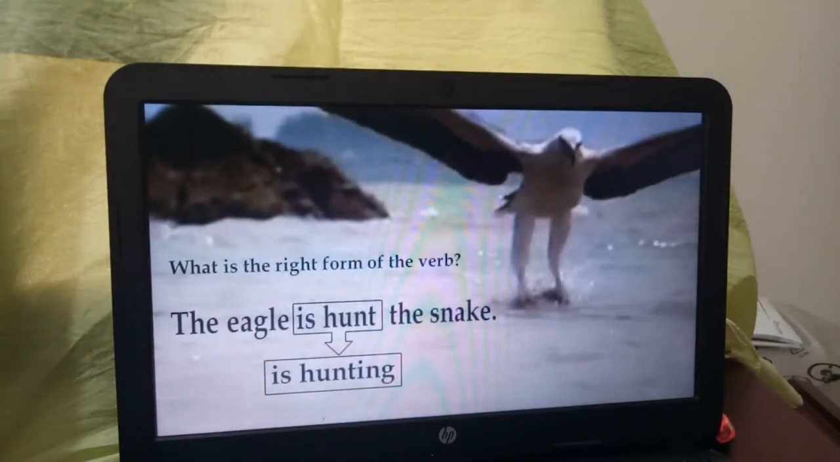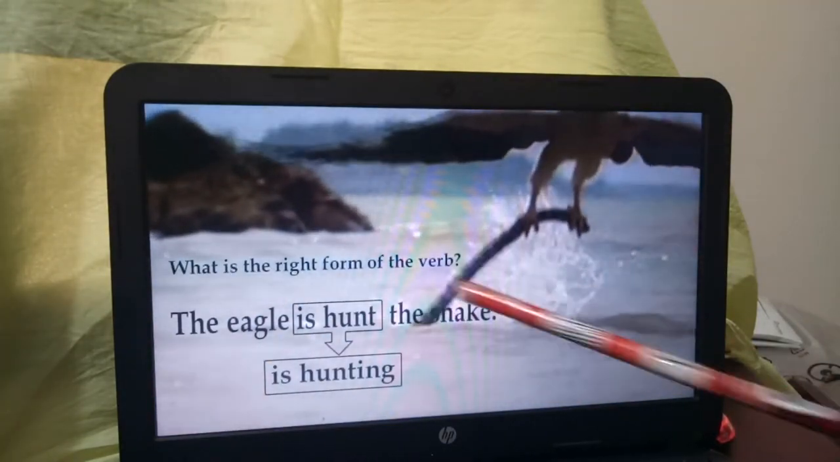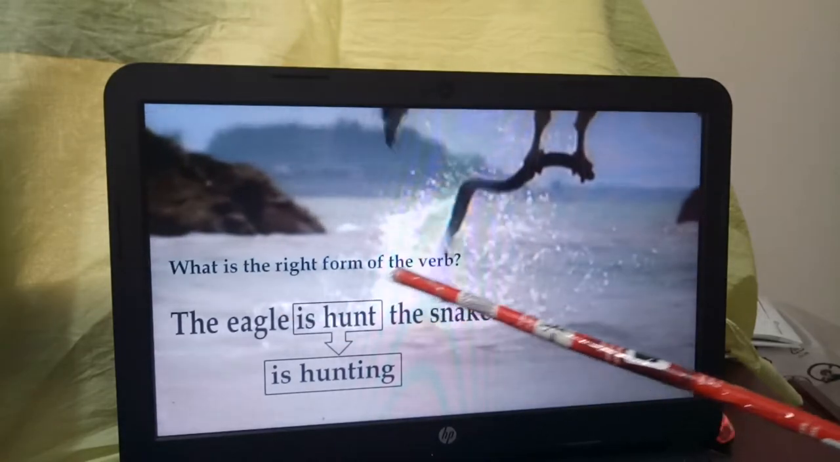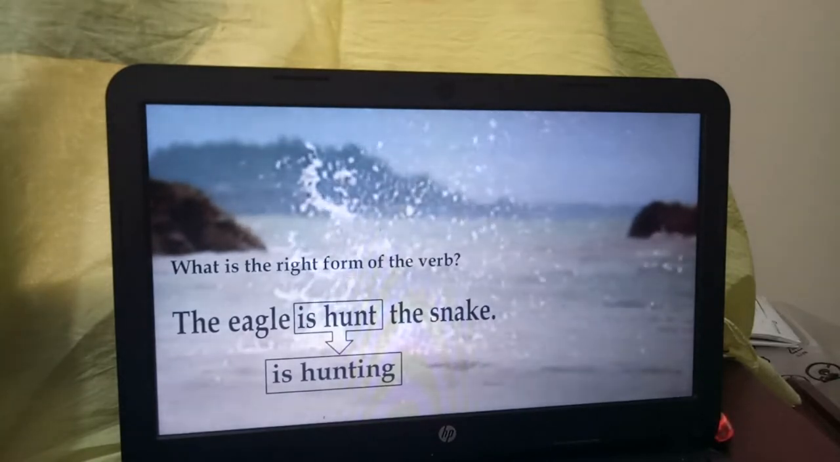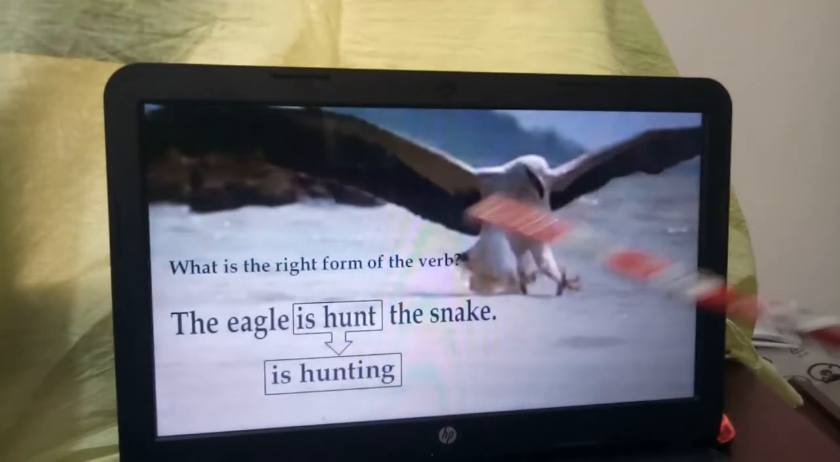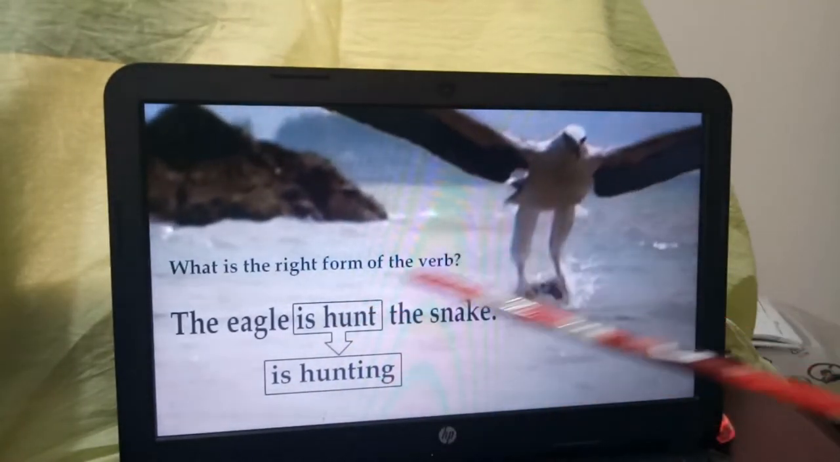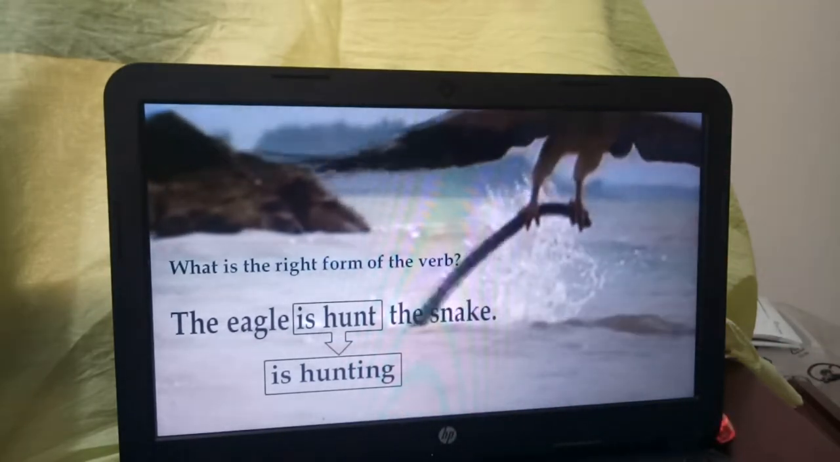So dear students, what can you see in the picture? What is the right form of verb? The eagle is hunt a snake. Is it a correct sentence? No, it is a mistake. The correction will be is hunting. The eagle is hunting a snake.